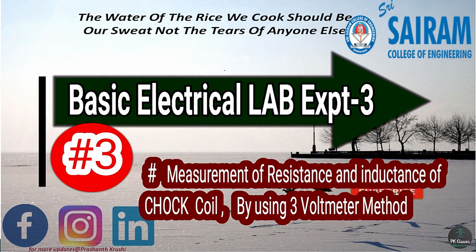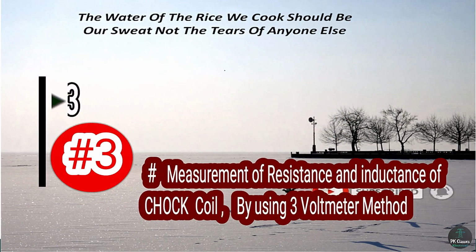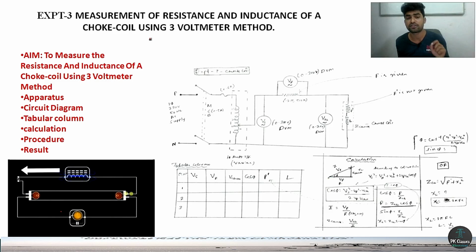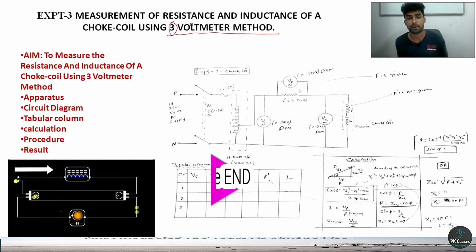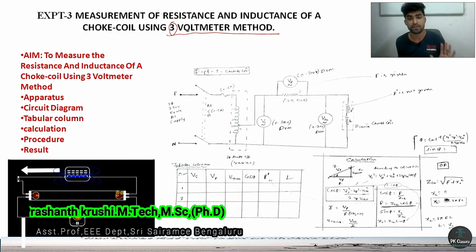Let us conduct experiment number 3, measurement of resistance and inductance of a choke coil by using the 3 voltmeter method. See here, they mentioned 3 voltmeter. You must use 3 voltmeters in your circuit diagram. You should not use 3 voltmeters plus 1 ammeter in your circuit diagram. If you do so, definitely that is going to be a wrong experiment because they mentioned the 3 voltmeter method, right?